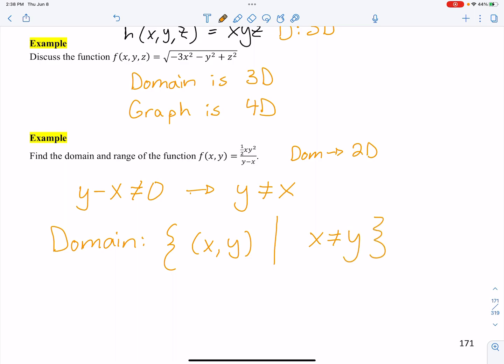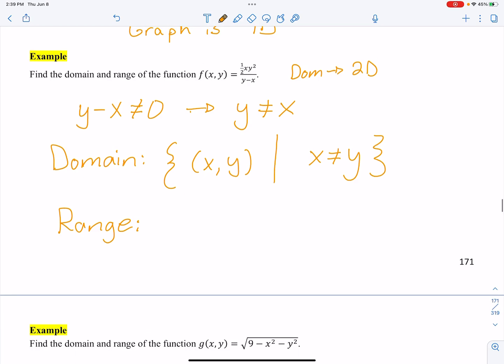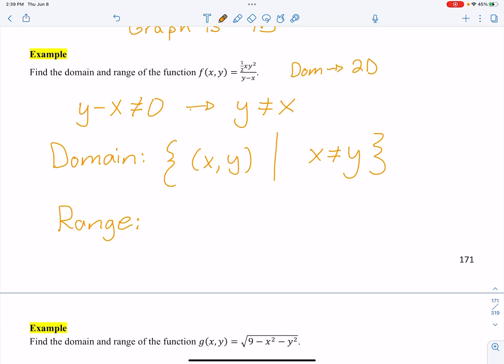So all our domain would be any number x and y where x is not y, or y is not x, vice versa. Ranges are typically harder to find, but in this case, we can actually get anything we want out of this. I know it seems like we can't, but we could grab whatever we want. So we're going to say all z such that z is a real number. So we'll just put it like this.